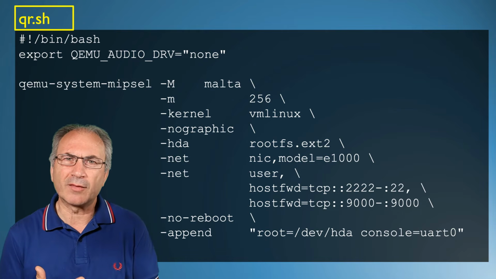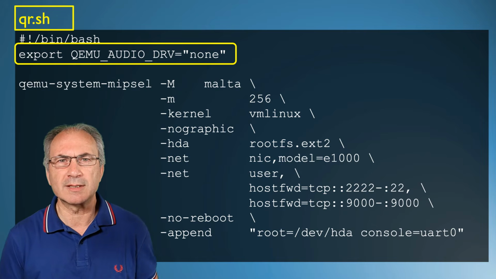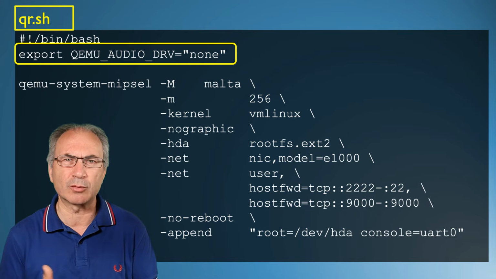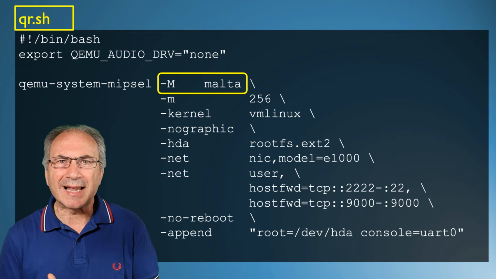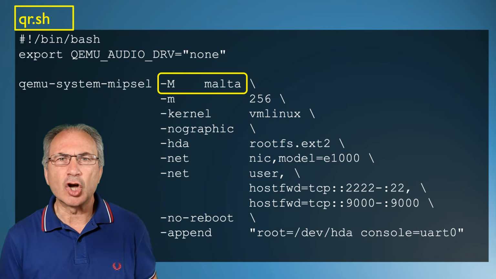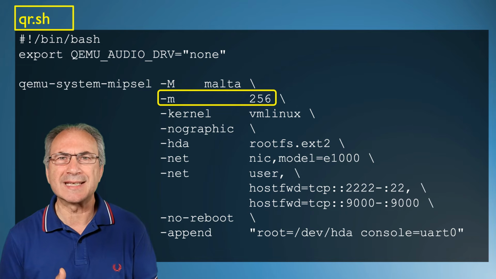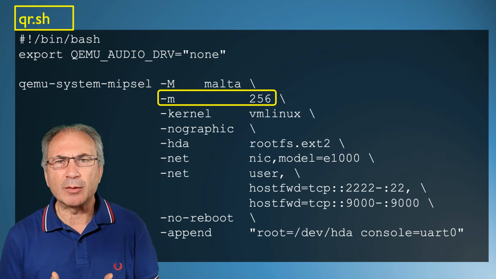The environment variable QEMU_AUDIO_DRV is set to none to remove QEMU's startup warnings related to the missing audio driver. The option -M sets Malta as the emulated board. The backslash at the end of the line means that the command will continue on the next line. The option -m 256 sets the memory size to 256 MB of RAM. This is the max amount of RAM supported by the Malta board.